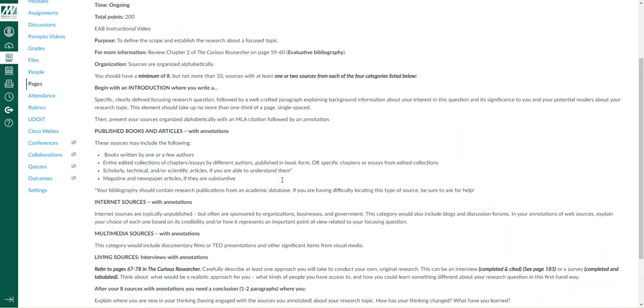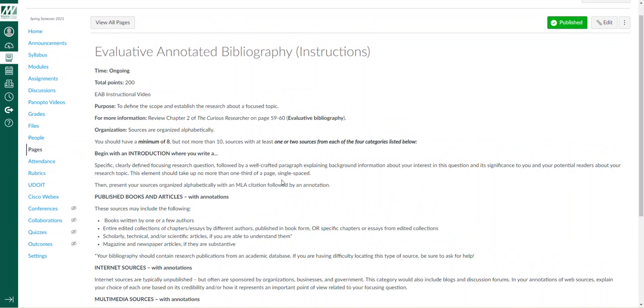All right, so those are the instructions here. I will post a separate instructional video about writing annotations and my expectations for annotations later in the week, or possibly in week number 8 as you pull your sources together.